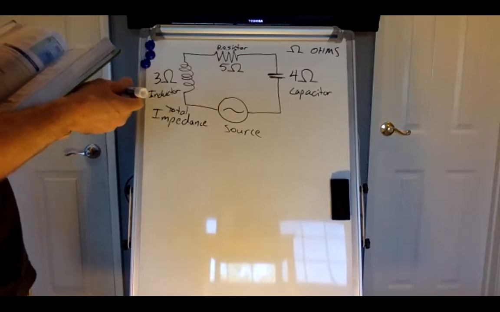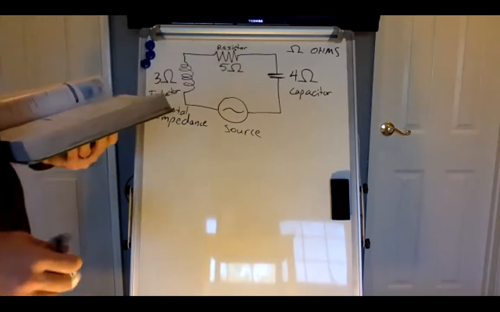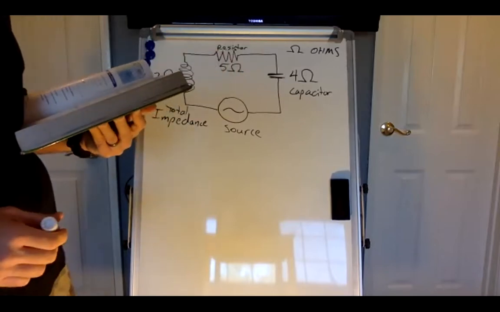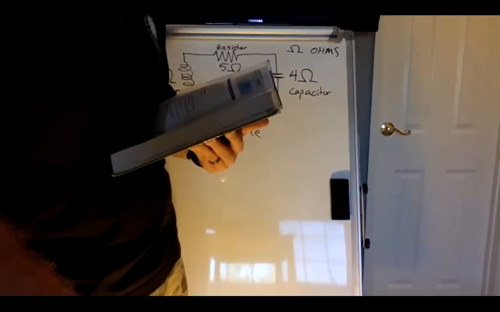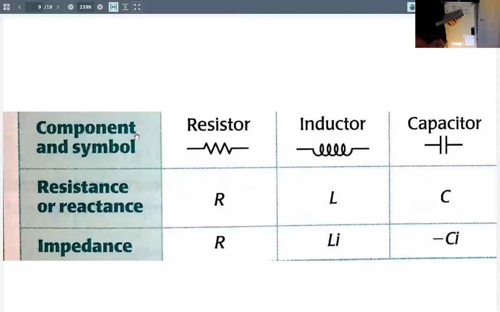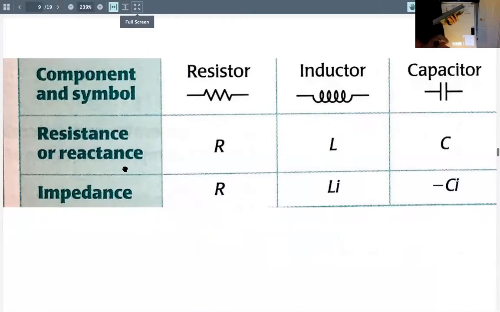All of these quantities are measured in ohms. All of them are in ohms, even though they're different components. So let's go back to the table that we have. Look at the impedance that it causes. A resistor is going to be expressed as a real component, but inductors are going to be imaginary.